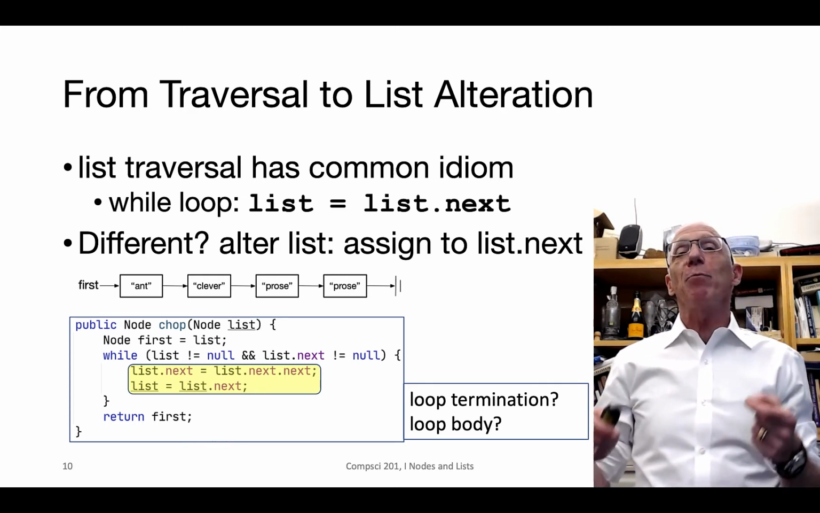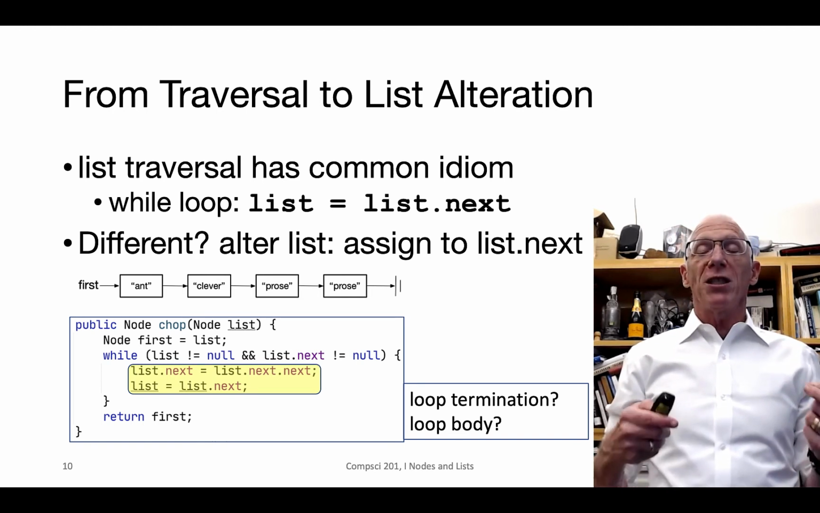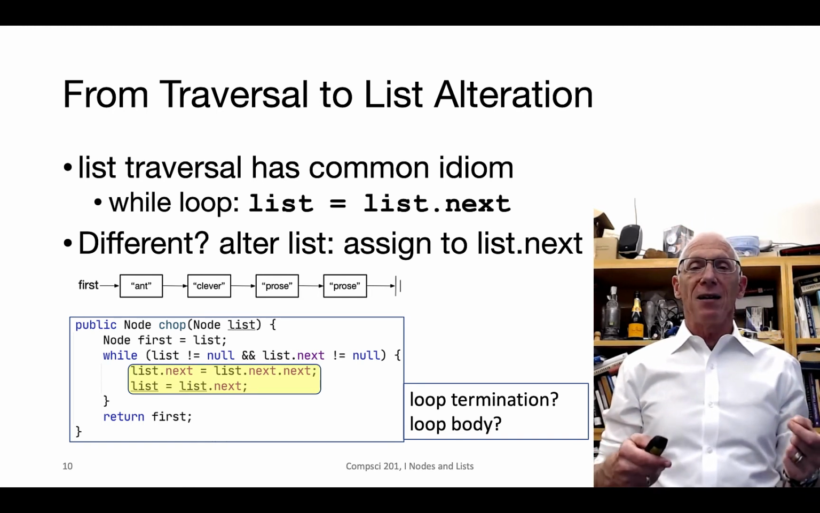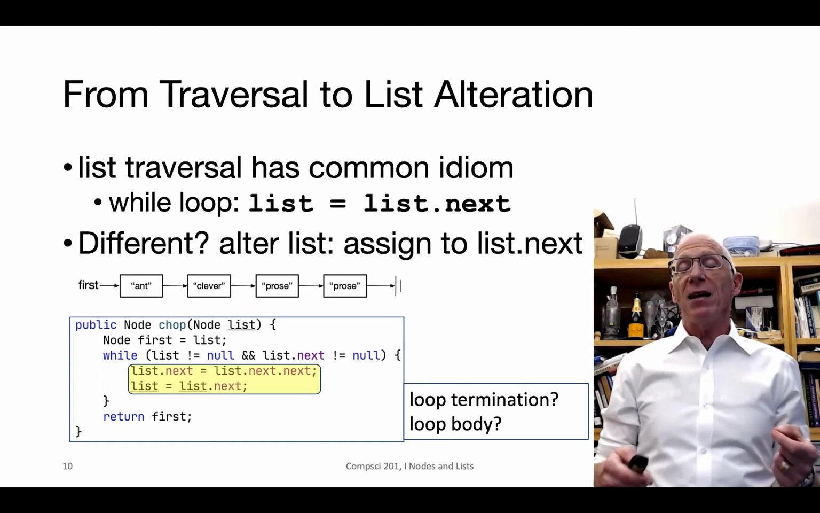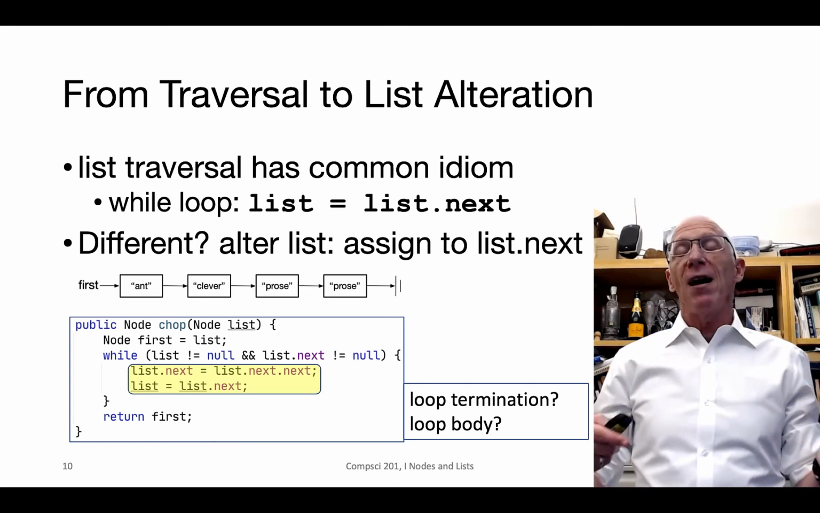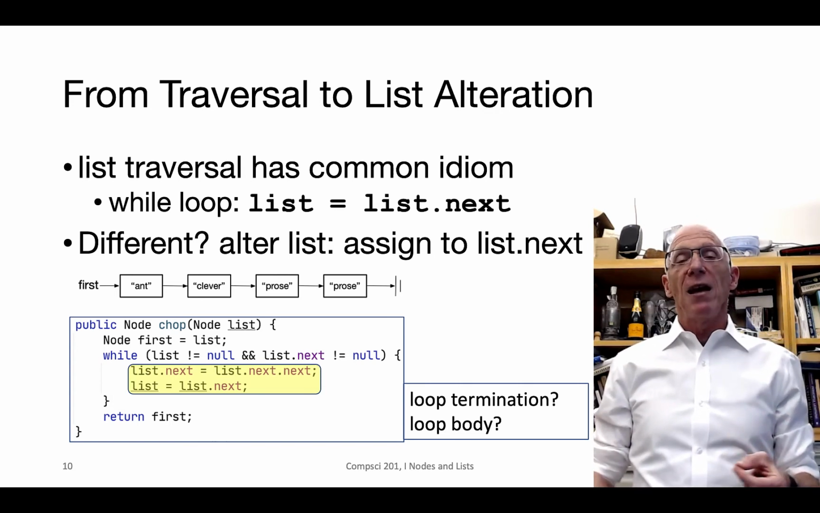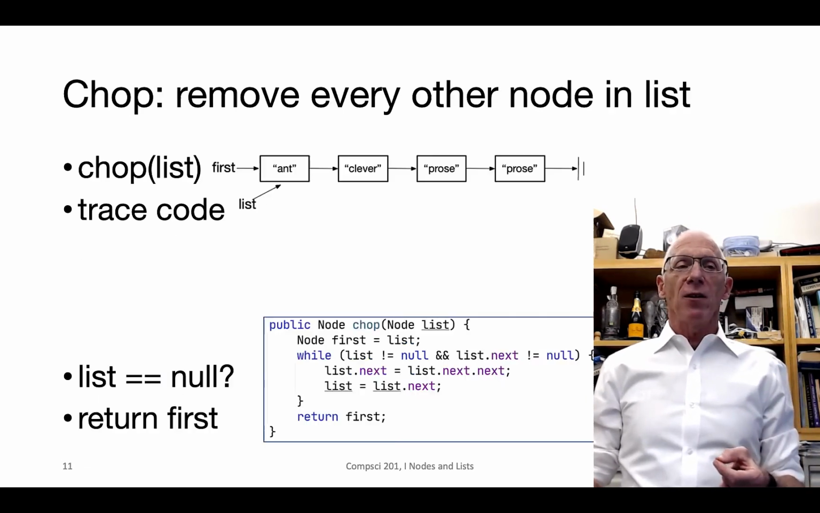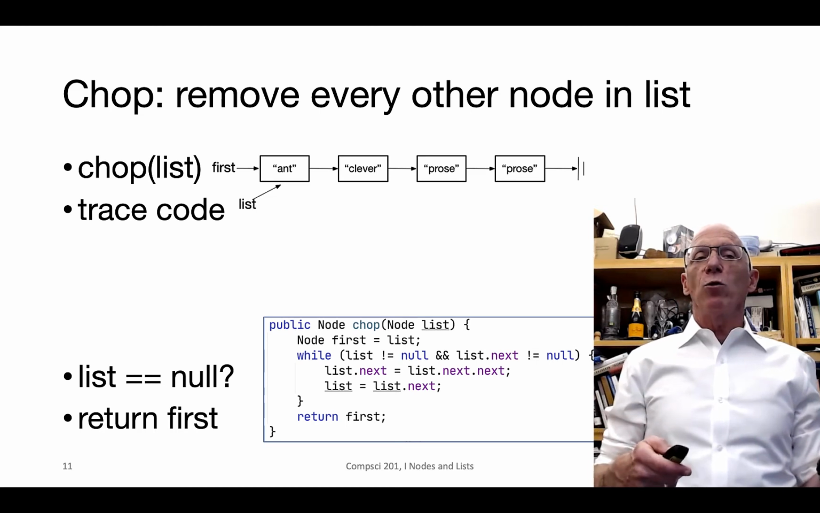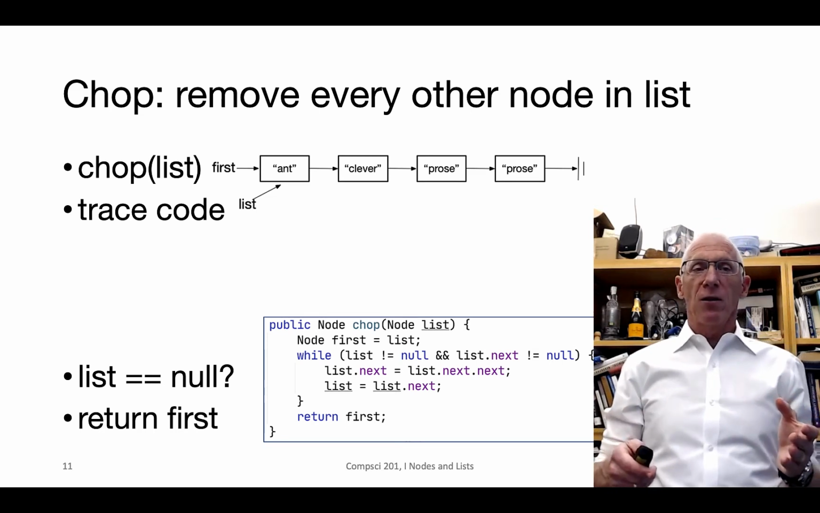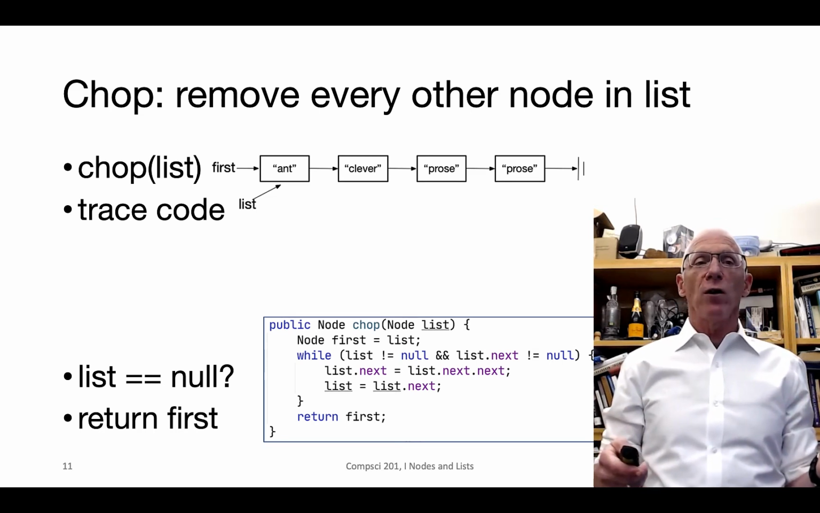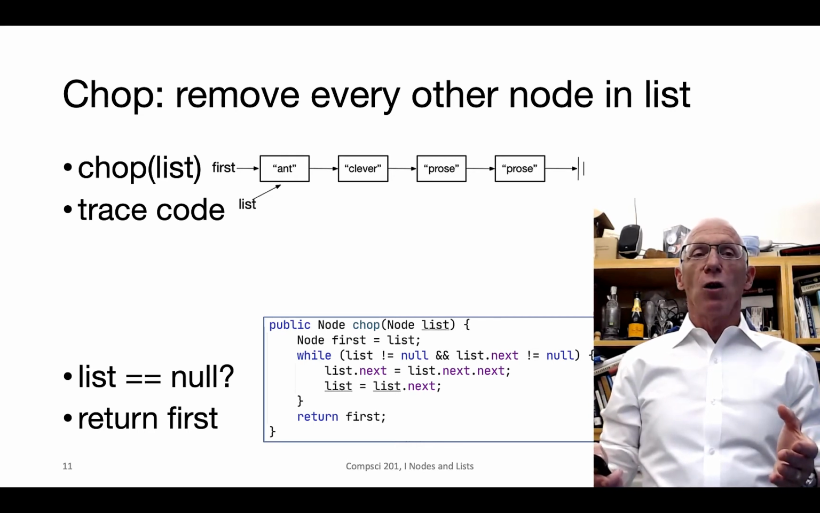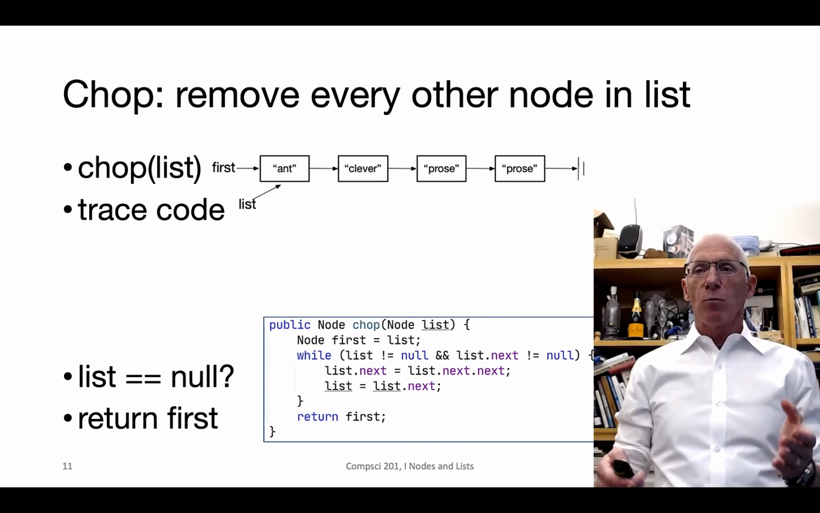But before we do that, we're going to change what list.next points at. In essence, we're going to chop off every other node from this list. And let's see how that works by looking at an animation. So what we have here is we're going to chop this list of 4 nodes: ant, clever, prose, prose.